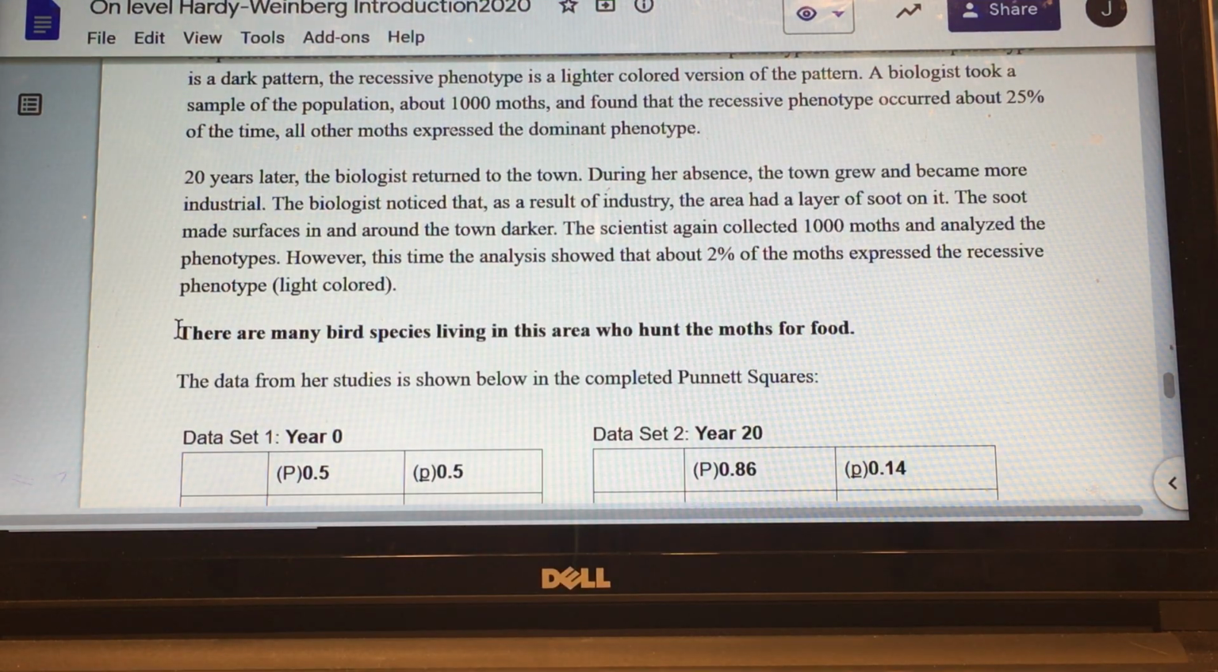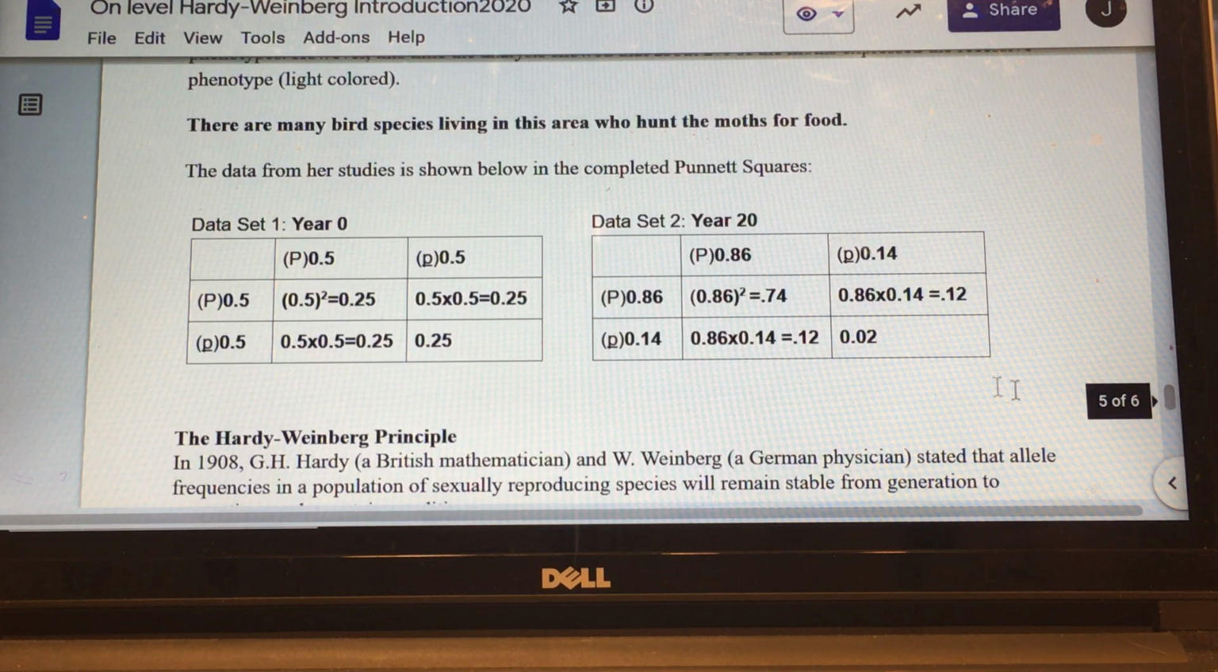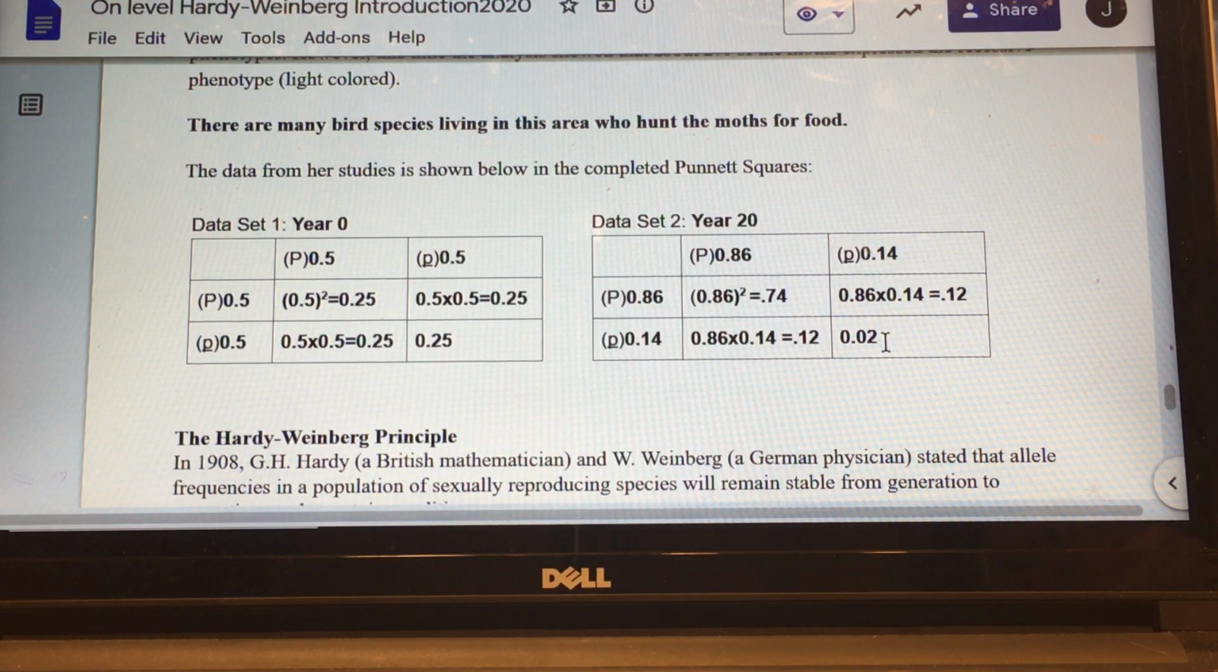So the one thing that a few of my students who turned it in early missed, they didn't notice this big bold sentence here that said there are many bird species living in this area who hunt the moths for food. That's going to be really important in perhaps explaining the change in our 2 data sets. So remember we said 25% of the moths, which is 0.25, started out being light colored, and 20 years later only 2%, which is 0.02, had the light phenotype.